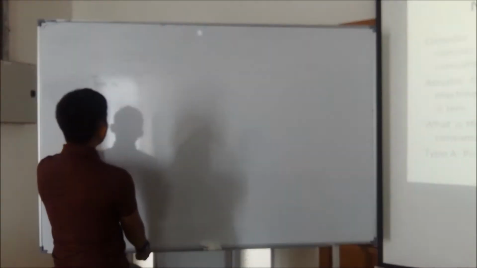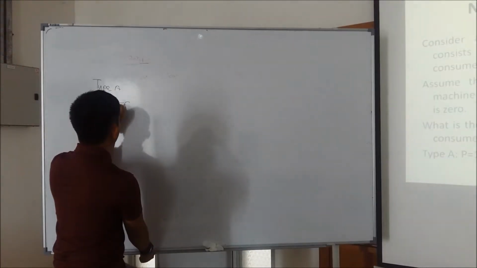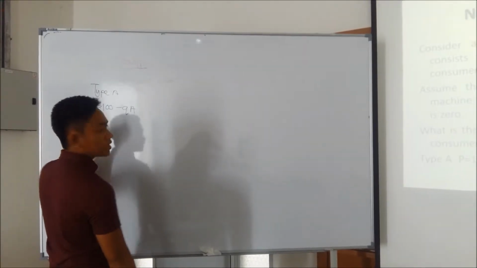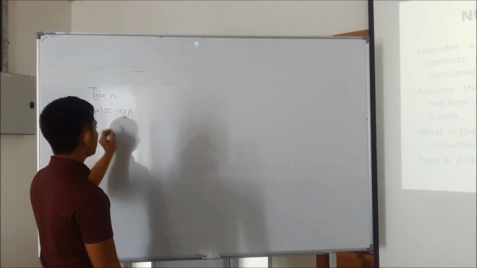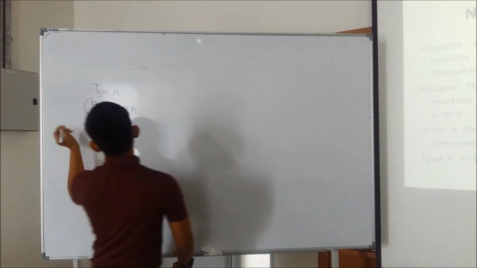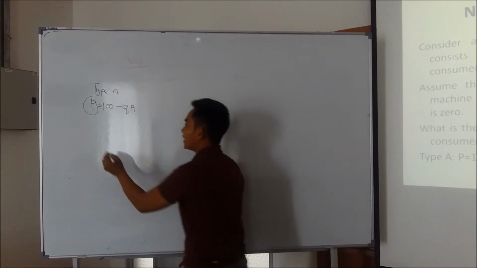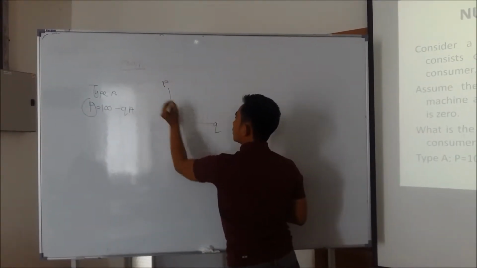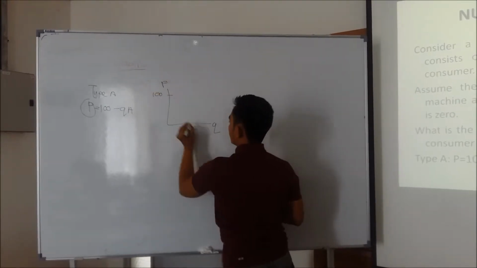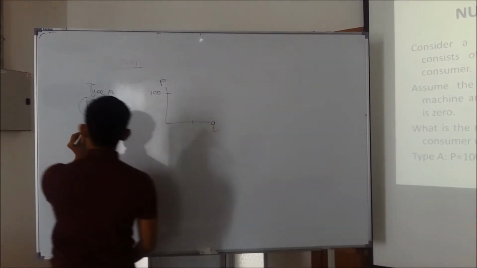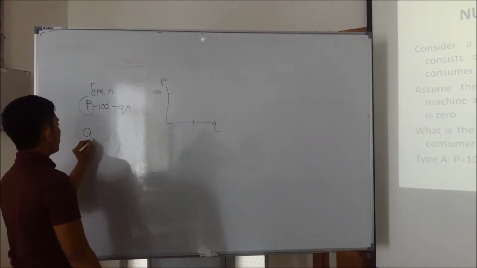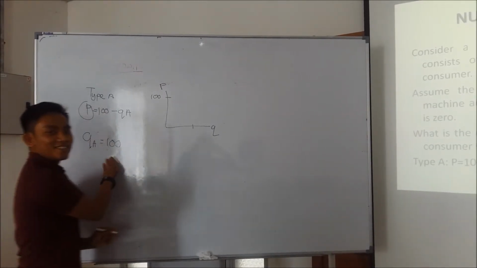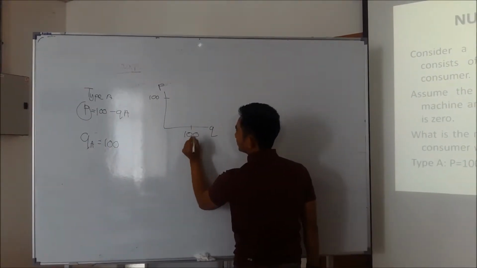Okay, P equal to 100 QA. First we know the P is 100. We want to know the quantity of A. The way is very simple. This is the graph. P, Q. P is 100, we don't know the Q. Okay, we move on. QA. QA is 100. This is QA.